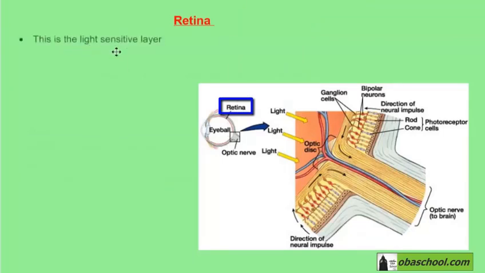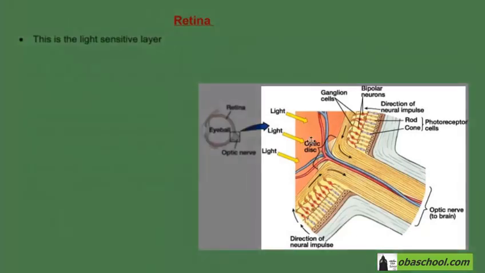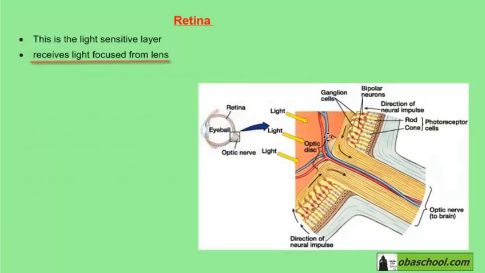So the retina is the layer that is sensitive to light. It is the layer that receives light and allows us to see. So light goes through the cornea here, the front of the eye. It passes through the lens and then it reaches the retina. And this is a magnified picture of the retina. So the light passes through the cornea and then the lens. The lens will focus the light on the retina. So the retina receives focused light from the lens and it converts the light energy into electrical impulses.